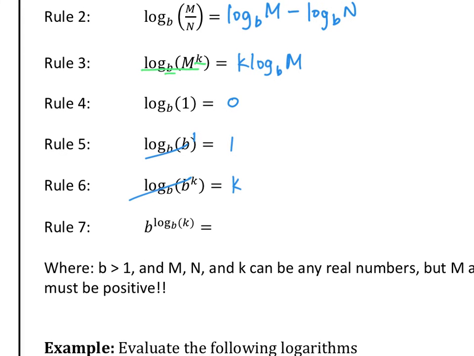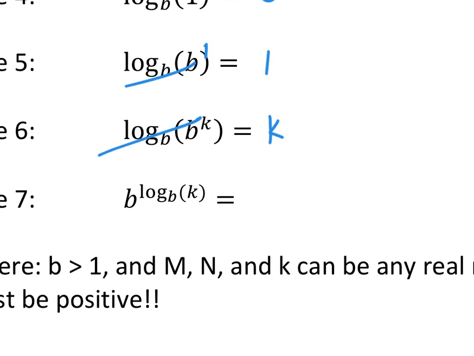All right, let's look at rule number 7. This is the crazy one, so you have to make sure your levels are kept very consistent. You have b as the exponential, to an exponent that is log with base b of k, and that log and the exponential have the same base. So this is the same rule as before: anytime you have an exponential and a log having that same base, it just cancels. So this is just k.